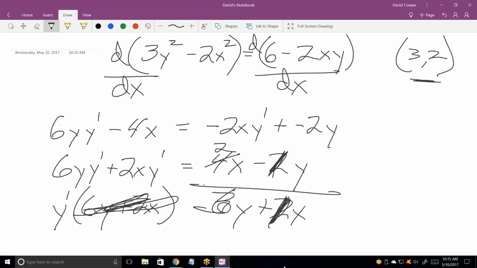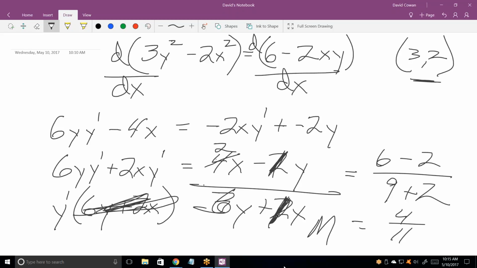Okay. Now, fill in the x and y value. What do you have? So 6 minus 2 all over 9 plus 2, correct? Right. I hope I did my math right. 4/11ths. That's the slope of the tangent line.